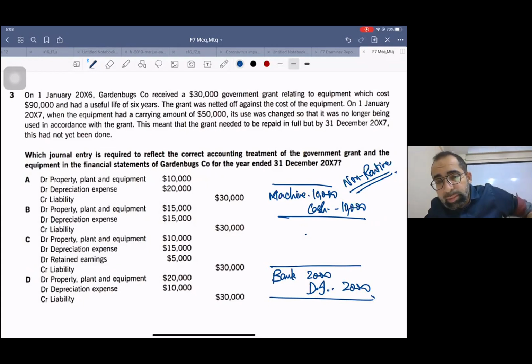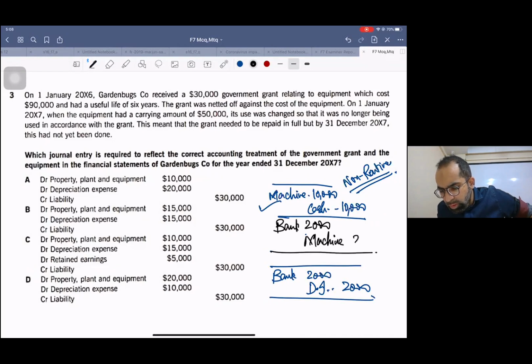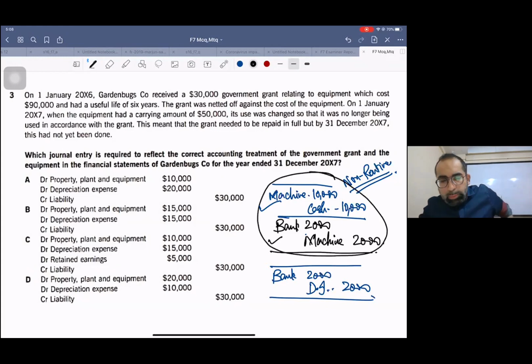But sometimes they give you the net approach. See what the net approach is. You bought the machine, and now when you receive the grant, you make the entry bank debit 2,000, and you simply cancel the cost of the machine. Because of the grant, the government helps you, so it's basically a reduction in your cost. So this is the net off approach. You simply cancel the grant from the cost of the asset.